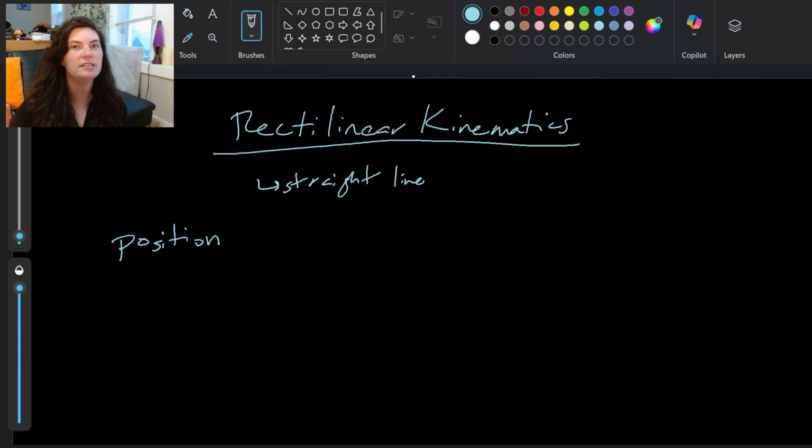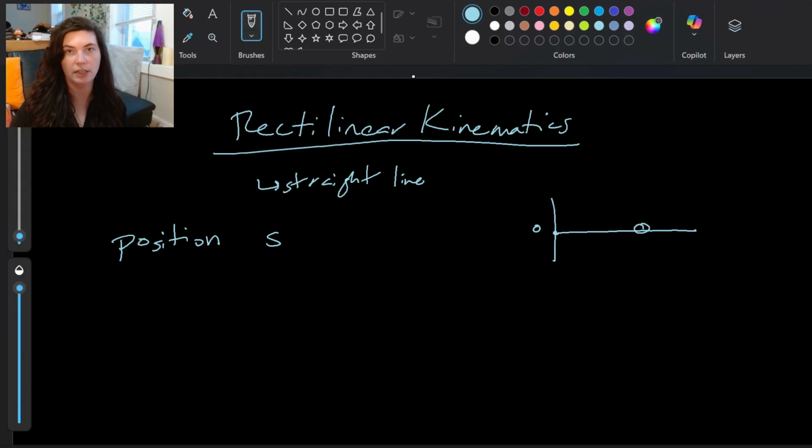Position we often see denoted by the letter S. The letter S. And position just tells us where something is in space. So if I have, again, we're looking at a straight line for this example. I have some kind of straight line. This is maybe my origin right down here. And I've got a particle on that line.